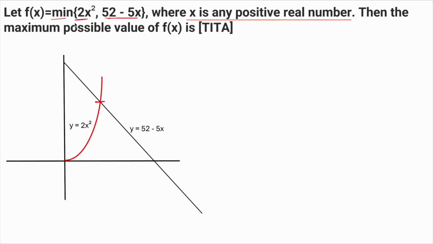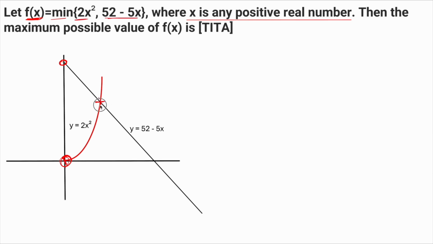Now notice f(x) is the minimum of these two graphs, meaning at any value of x, whichever graph has a smaller y coordinate is the value of f(x) at that point. As an example, when x is 0, we have the origin. At that point, y equals 2x² will be 2 into 0², or 0, whereas y equals 52 − 5 into 0 will be 52. Between 52 and 0, 0 is lesser. So f(x) at x equal to 0 is defined by this point, 0.